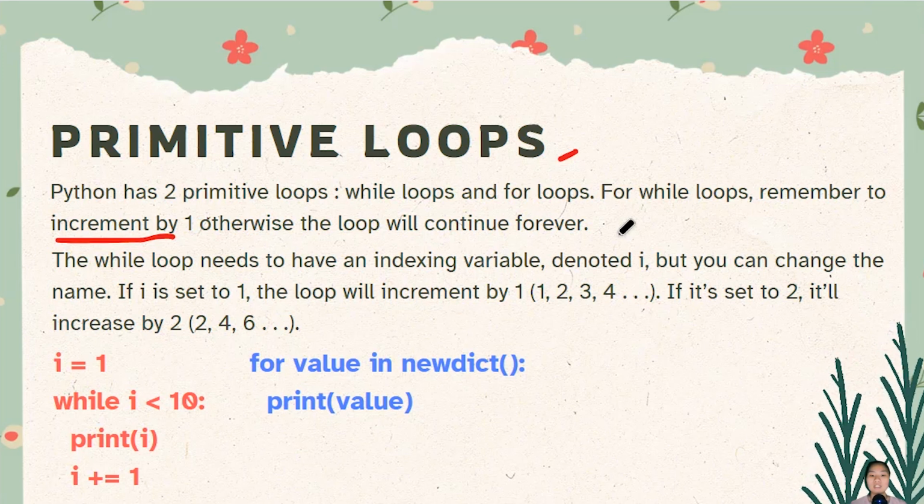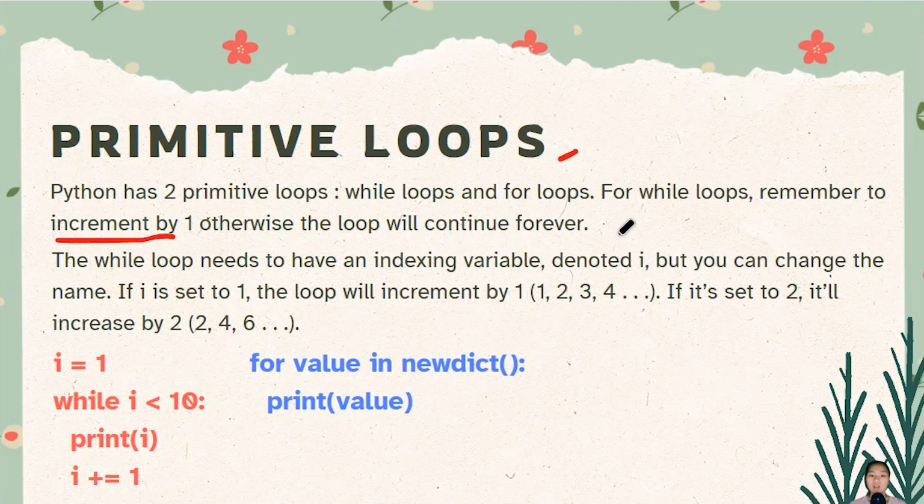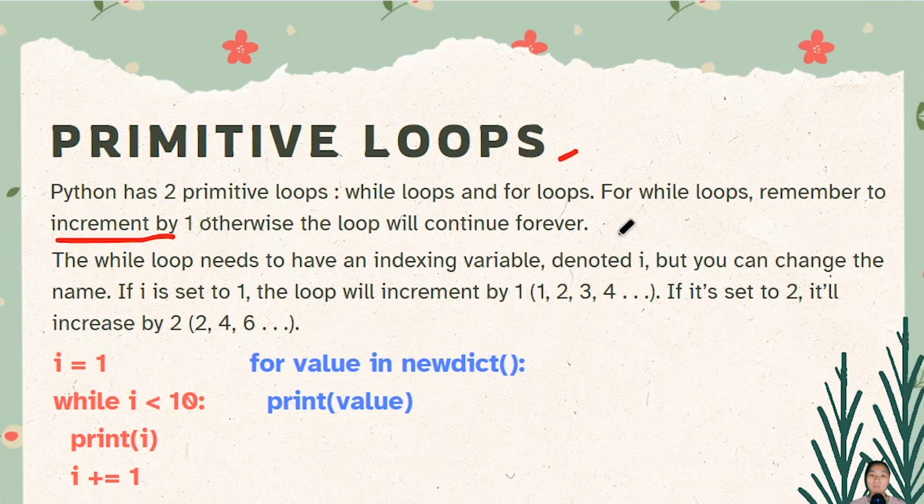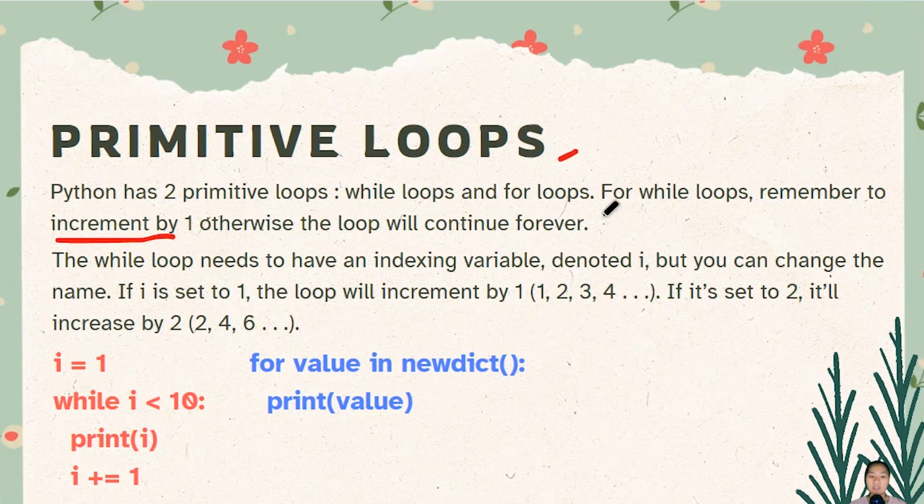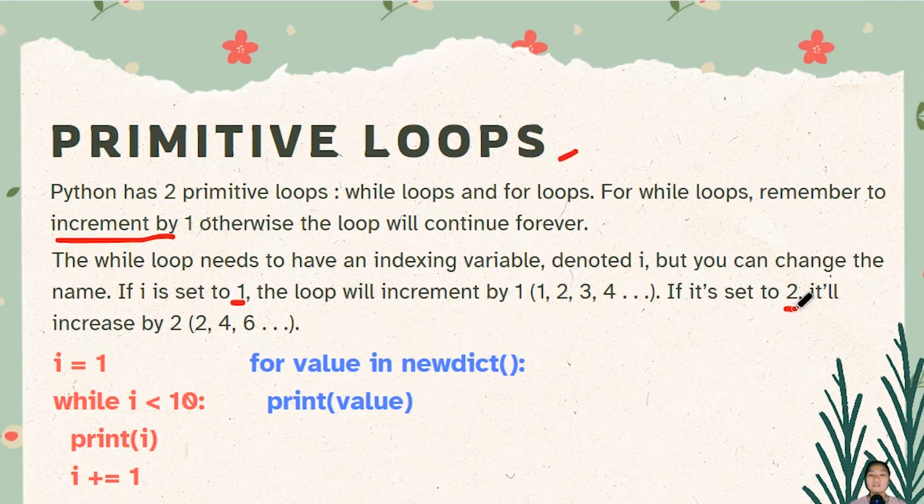The while loop needs to have an indexing variable denoted i. Now, i is just a placeholder. You can replace it with anything. You can give it a more coherent name. If i is set to 1, the loop will increment by 1. So 1, 2, 3, 4, 5. If it's set to 2, it'll increase by 2: 2, 4, 6, 8. The same with 3, same with 4, whichever number you put in.